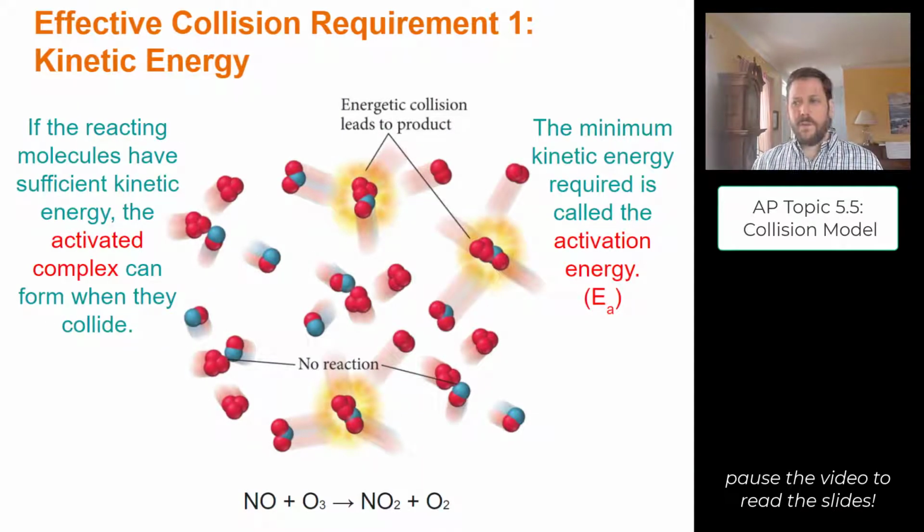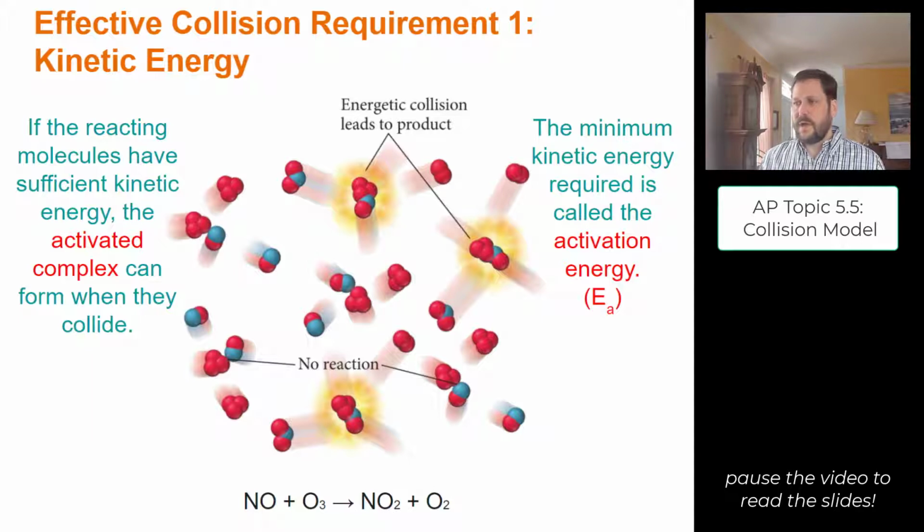Here's the first requirement that we're going to look at, and that is the requirement that the colliding particles have sufficient kinetic energy. So in this reaction, you can see the equation at the bottom of the slide. Nitrogen monoxide and ozone are reacting to form NO2 and O2. And at the bottom of that picture, you can see some particles of ozone, O3, and NO colliding with insufficient energy. So there's no reaction that occurs there. But at the top of the picture, you can see that conglomerate, which I guess represents the activated complex we were talking about before.